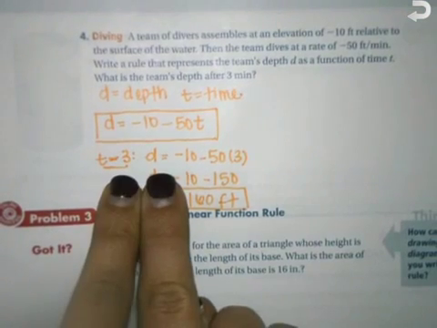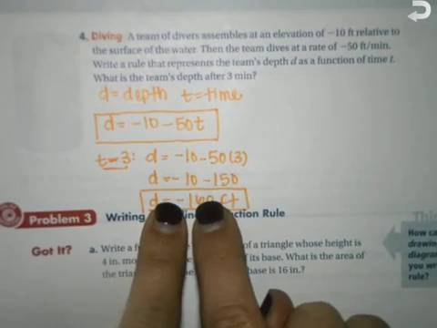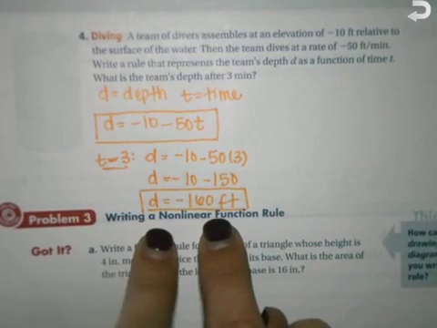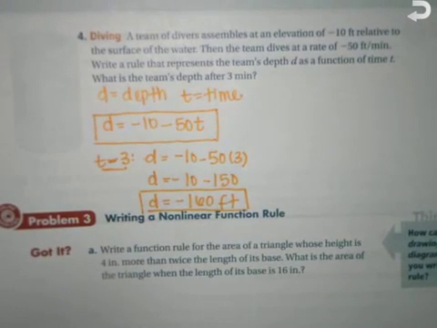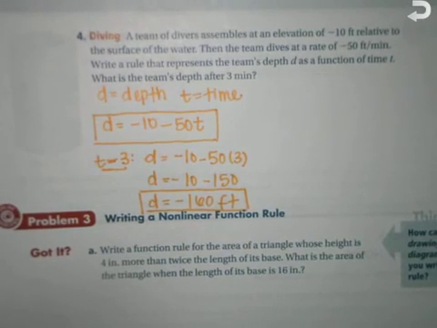So d equals negative 10 minus 50 times 3. D equals negative 10 minus 150, which gives us a total of negative 160 feet. Is it okay that my answer came out negative? Yes, it has to be because we're below the surface. If you wrote your answer as 160 feet below the surface, I also would have accepted that. Okay? But negative 160 is actually a little bit more precise. Okay?